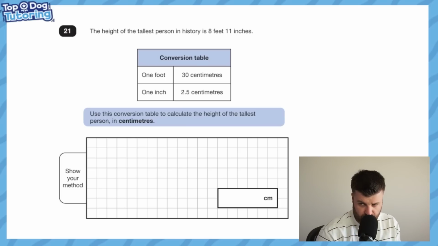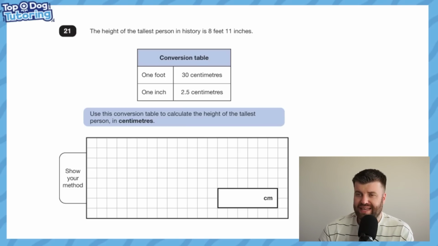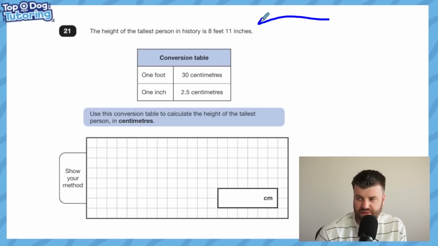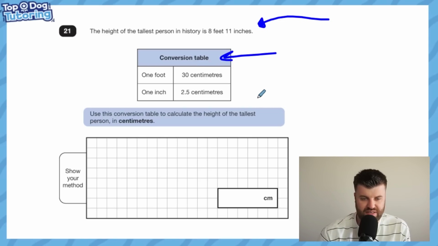Let's take a look at this. The height of the tallest person in history is 8 feet 11 inches. This is an imperial measurement. Okay, metric is millimeters, centimeters, meters, kilometers. Imperial is more old measurements that we still use sometimes, especially in height like this, but are starting to phase themselves out. And what we get here is a conversion table to help us out. So 1 foot is 30 centimeters and 1 inch is 2.5 centimeters. So use this conversion table to calculate the height of the tallest person in centimeters.